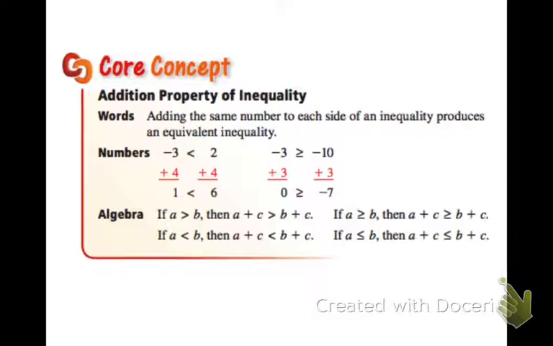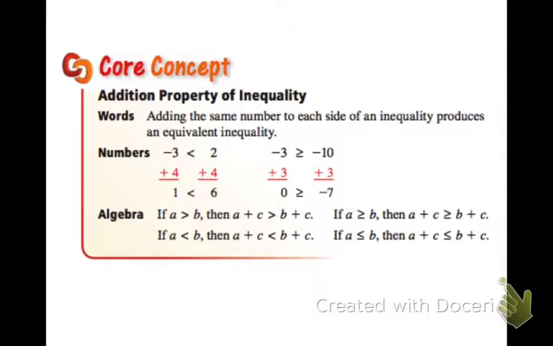So looking at the numbers, -3 is less than 2. That's true, right? Well, if we add 4 to -3 and we add 4 to 2, what we get is 1 is less than 6, and 1 is less than 6. Therefore, it's true. Same thing happens if you're looking at -3 is greater than or equal to -10. If you add 3 to both sides, you get 0 is greater than or equal to -7, and it is.